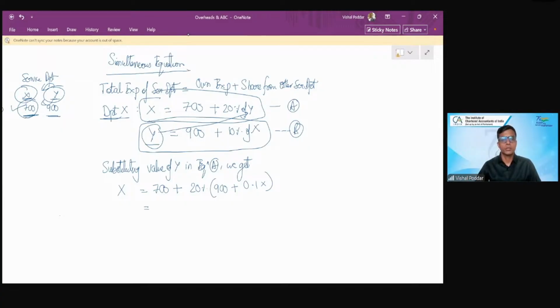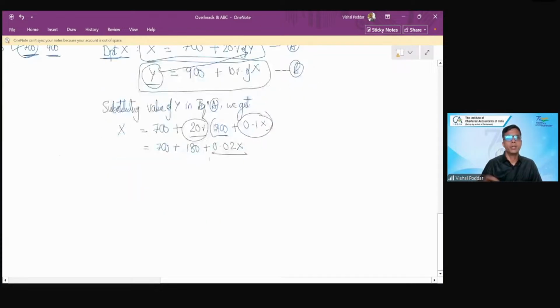Now let us solve this. So it is 700 plus 20% of 900 is 180, plus 20% of 0.1x, which becomes 0.02x. This 0.02x will come on the left hand side, so it will get subtracted from x. X means it is 1. So what I am left with on the left hand side is 0.98x, and on the right side, I get 880. Therefore, by dividing 880 by 0.98, you get the value of x.